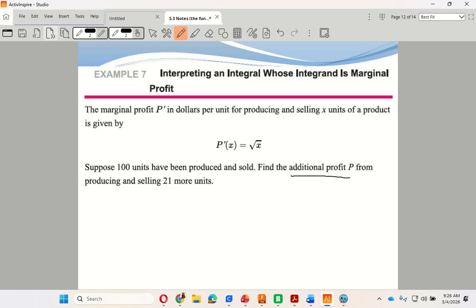Okay, so it would be from... perfect. That's what I'm looking for. That's important when you're reading the wording and identifying what it is I need to write down. Additional profit means I'm starting with 100. Additional means I'm going beyond that, so it's from 100 to 121. Now, my function is going to be x to the 1/2 dx.